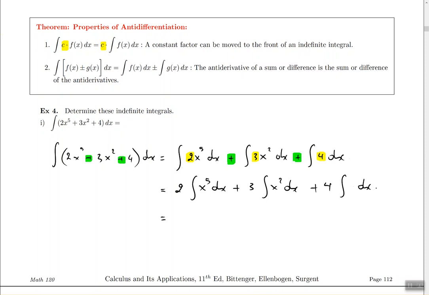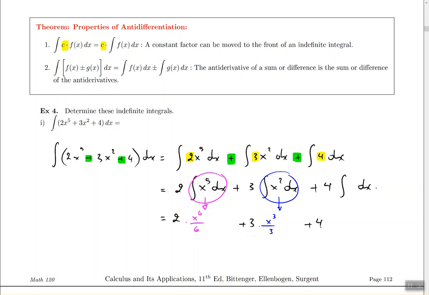Okay, so next we're going to do the power rule. What is the power rule saying about x to the power 5? How do you anti-differentiate that? Well, you add 1 to the power and you divide by the same thing. So that one is basically finished. Next we have a 3, and now we have x to the power of 2. What is the antiderivative of x squared? Again, add 1 to the power and divide by the same thing. So far, 2 times x^6 over 6 plus 3 times x^3 over 3.